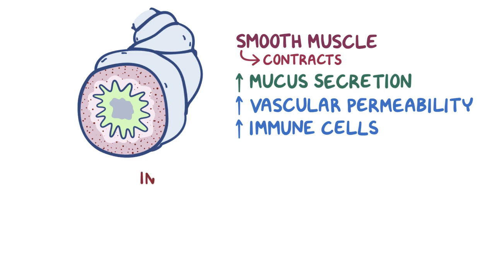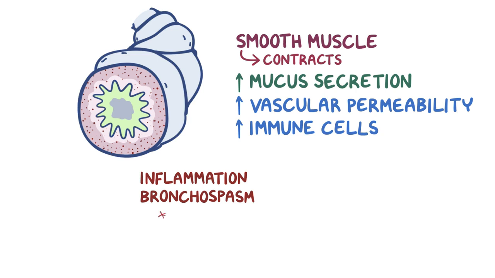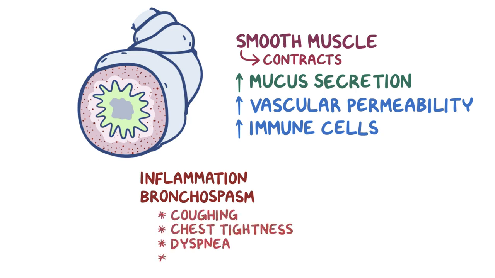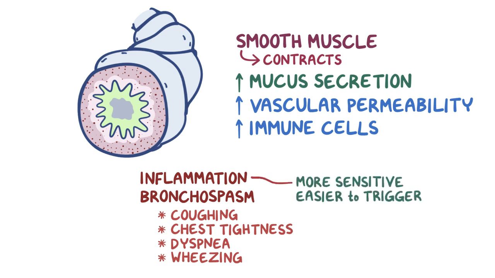The combination of inflammation and bronchospasm cause obstruction of the airway, which leads to symptoms like coughing, chest tightness, dyspnea or difficulty breathing, and wheezing, which is a high-pitched whistling sound during exhalation. Chronic inflammation also makes the respiratory tract more sensitive to allergens, so these symptoms become easier to trigger.